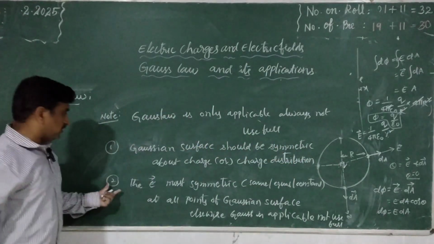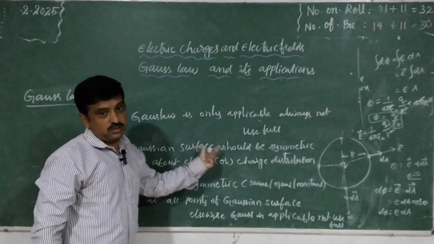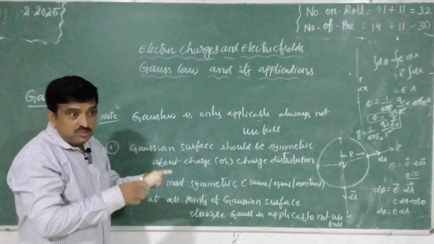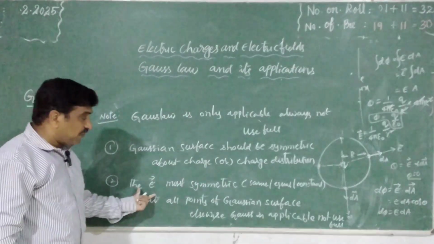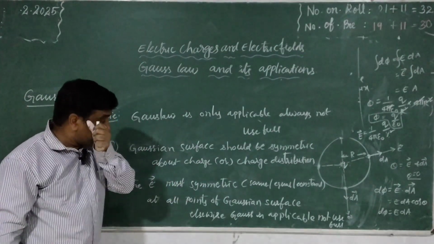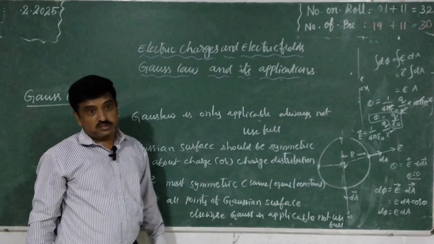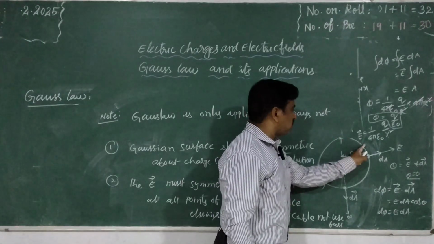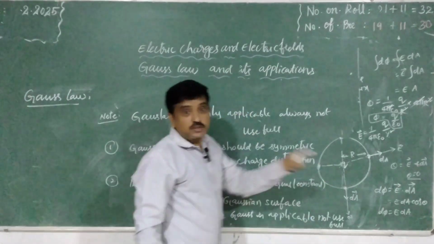See, the first one is the Gaussian surface should be symmetric about charge or charge distribution. Second one, the electric field must be symmetric. Symmetric means same, equal or constant at all points of the Gaussian surface. For example, at this point, this point, any one point, the electric field is the same on the Gaussian surface.